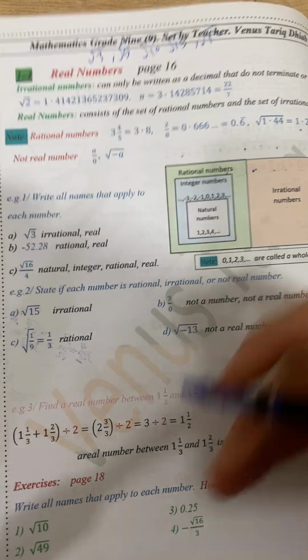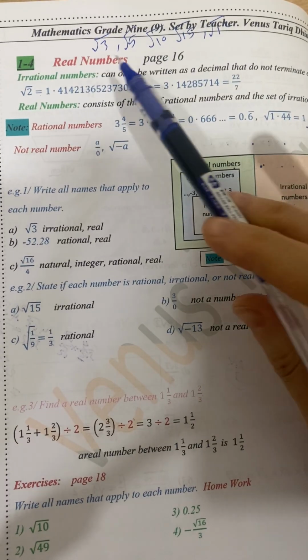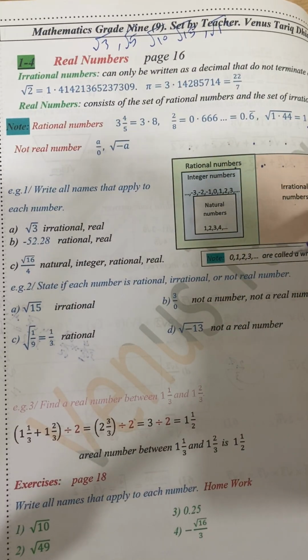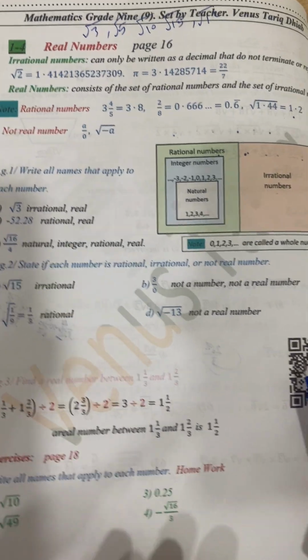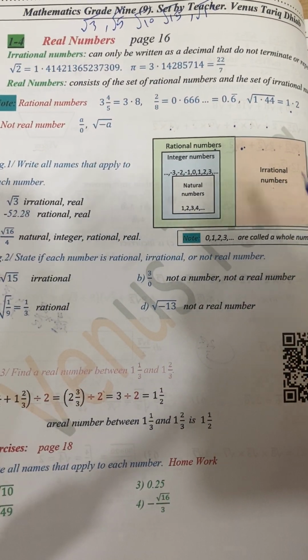Hello students, today I want to explain about real numbers in chapter 1. The fourth lesson is about the real numbers. First we must know about the set of all real numbers. The set of all real numbers consists of rational numbers and irrational numbers.